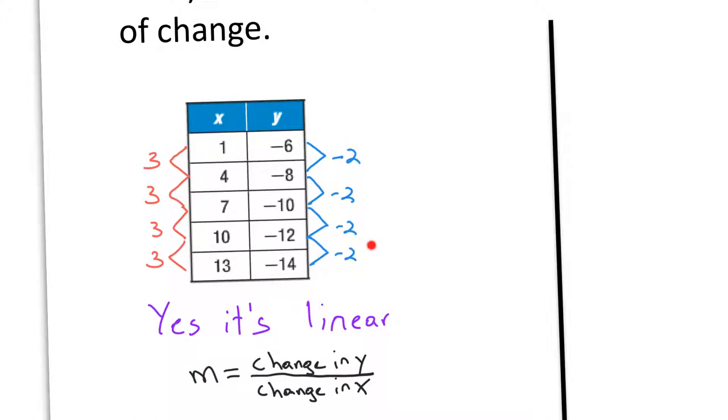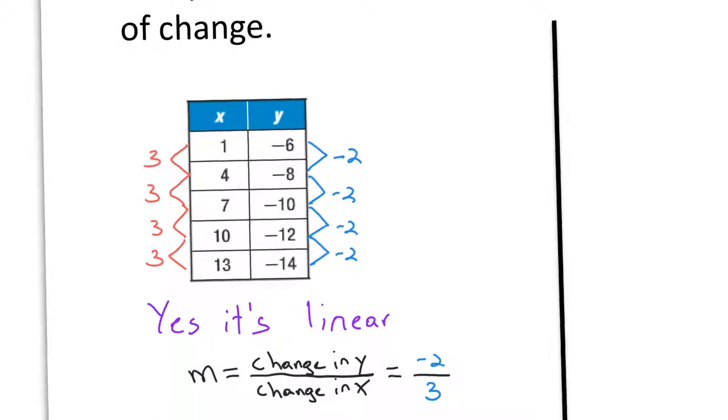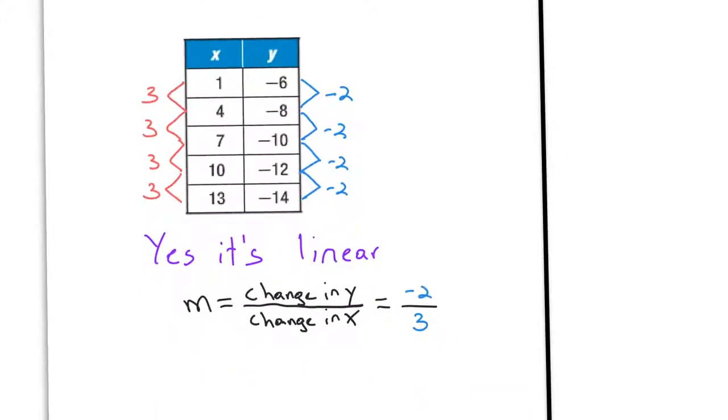Well, the pattern, the number that you guys are using every time in the y's is negative 2. So that is what the change of the y's is, negative 2. And the change of x's is 3. So you put a 3 on the bottom of the fraction. So my average rate of change for this table, m, which is the slope, is negative 2 over 3. So we know it's linear. It is going to be a line if you plot the points and you connect the points. And it has a negative slope, negative 2 over 3.